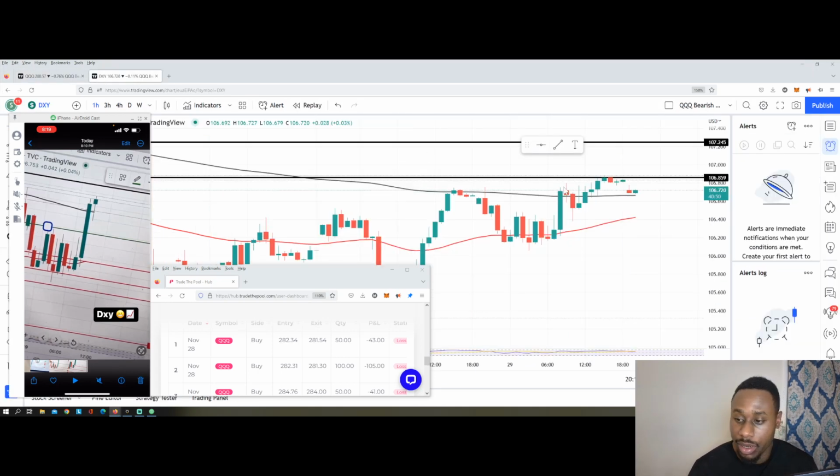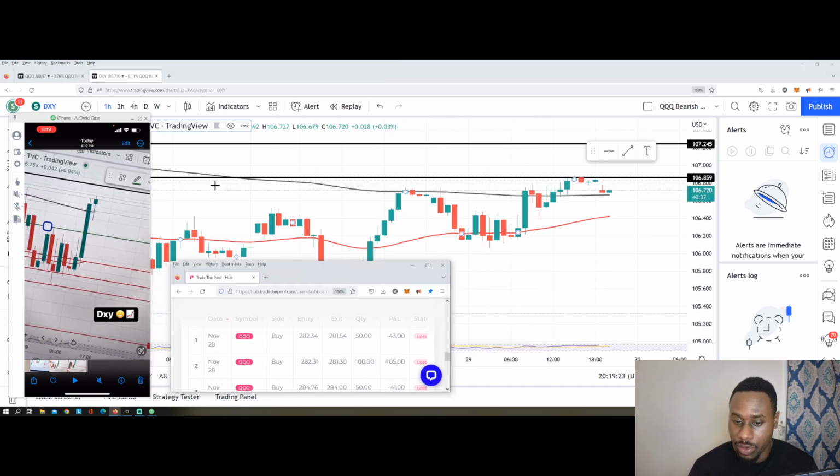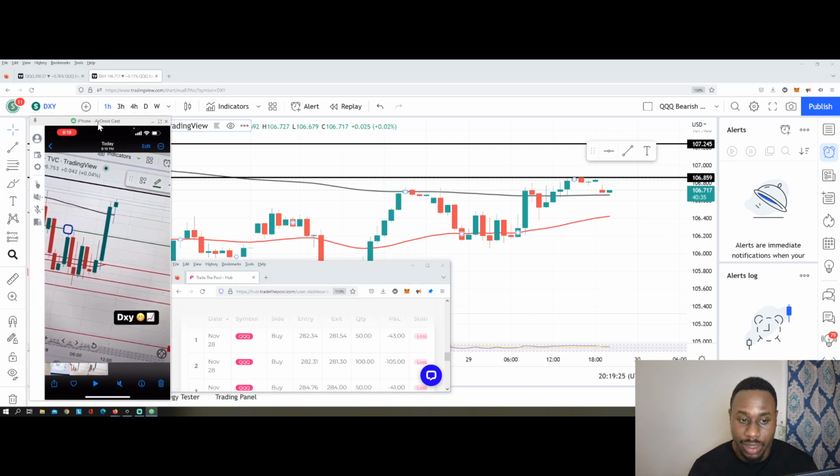Let me show you on the index right here. This was a candle that I played for the QQQ to go up, thinking that it was reversing right off here. And let me move this over. And remember, today is the 29th.